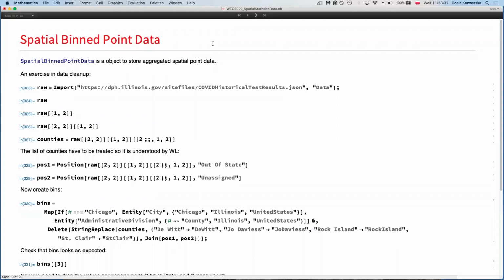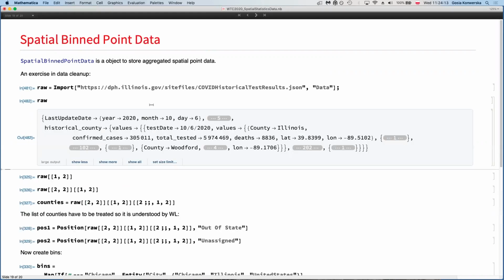Okay, and then last but not least, there is another object that we introduce. It's called spatial binned point data, and it's designed to store aggregated spatial point data in a neat and nice way, because a lot of times the point data will come to us in aggregated form. The aggregation happens per zip area, per county, per state. And what I want to show here is that the data comes in this kind of way.